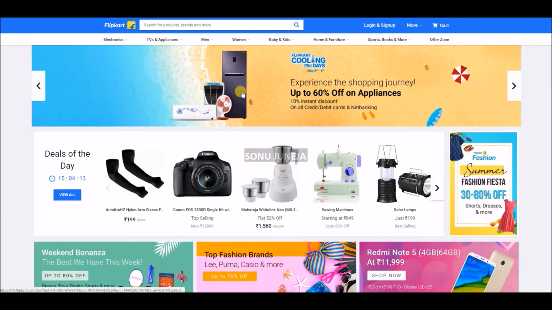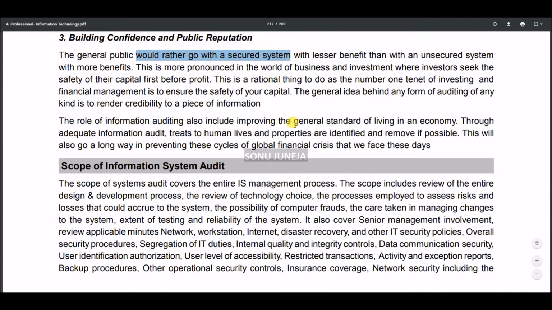Flipkart, I believe, is safe with respect to the secured system. Consider, if I help you with a random website and ask you to enter your card detail and save it for later use, you might not do it, or you might not even transact on that. But if I give you a reliable source, you'll definitely go for it, irrespective of the benefit you're getting, just because you're getting the security.